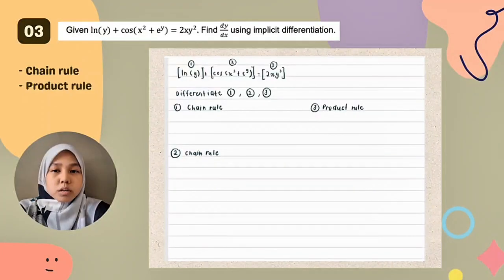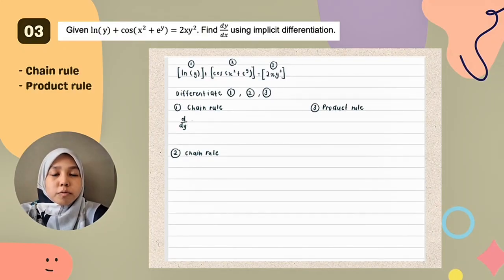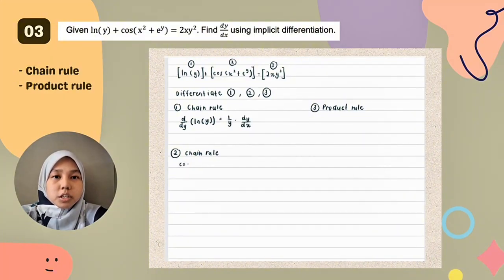That's it. Now I will explain question 3. We are given the implicit equation ln of y plus cos of x squared plus e to the power of y equals 2xy squared. Our task is to find dy over dx. The main technique we must use here is implicit differentiation. This is because the variables x and y are mixed together.